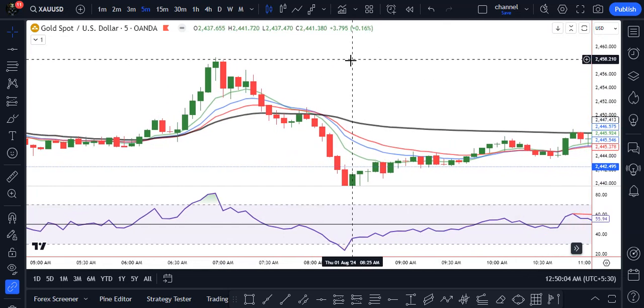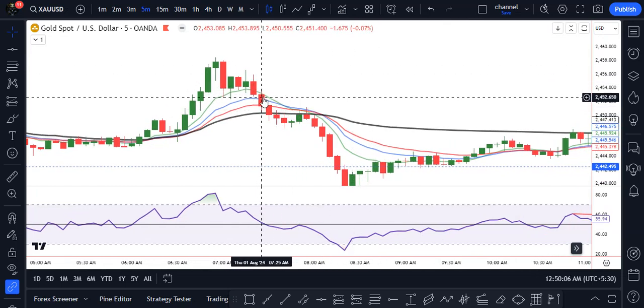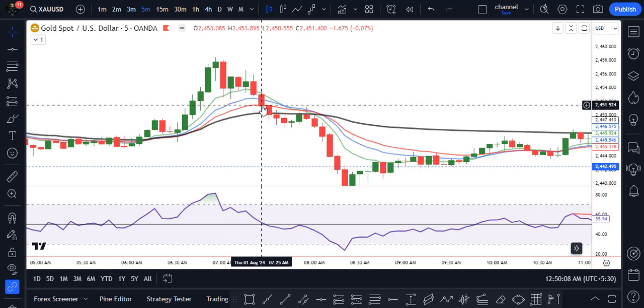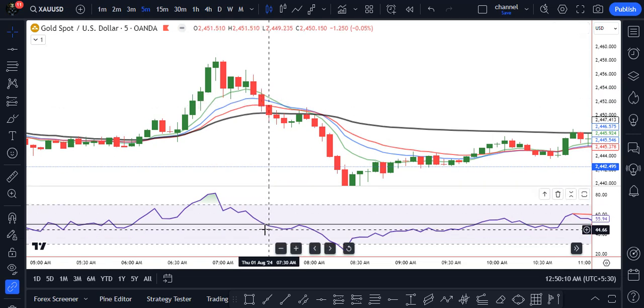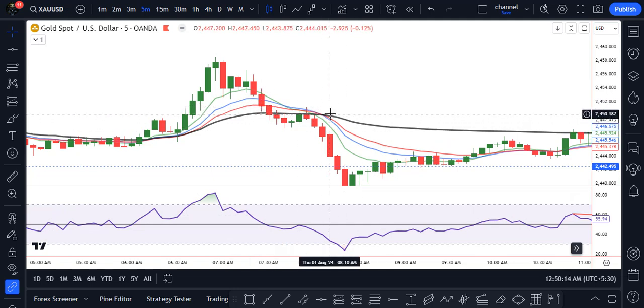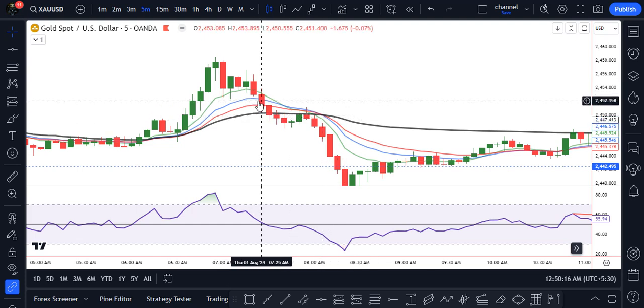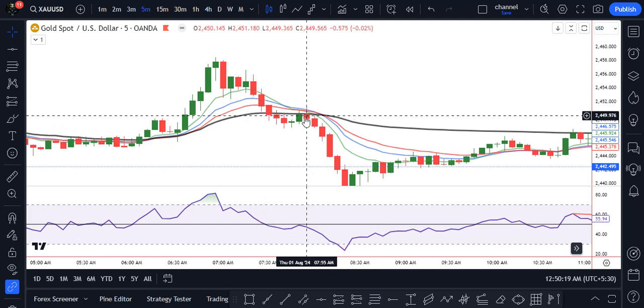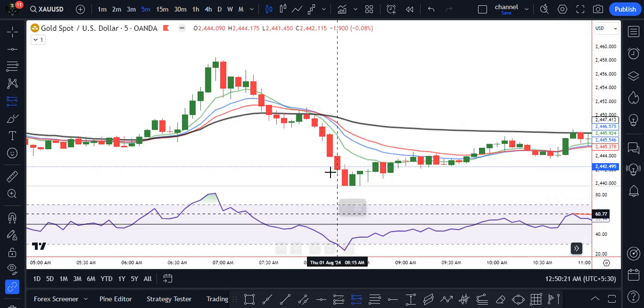Similarly, let's just remove this. Then, as you can see, it crossed the 21 period over here. It crossed the RSI over here. Ideally we should have taken the trade over here, but just because it is not below the VWAP, we would not take the trade right now. Once it crosses the VWAP, we'll take our entry.